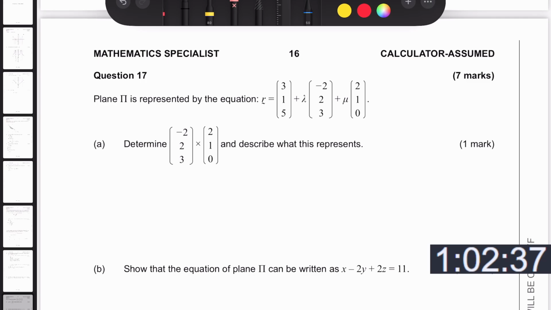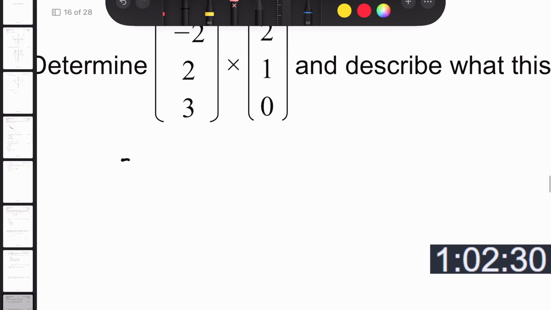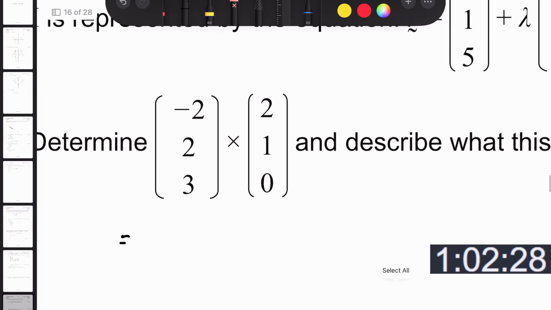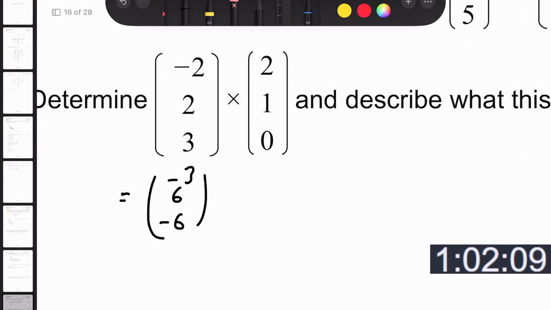A plane is represented by the equation. Determine and describe what this represents. Let's try to do this by hand first of all. So 2 times 0 minus 3, so minus 3. And then 6, 0. And then negative 2 minus negative 6. See if I get the same thing on the CAS.